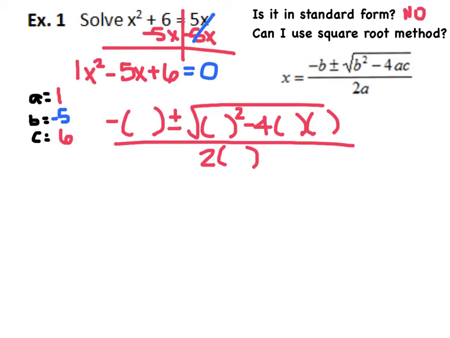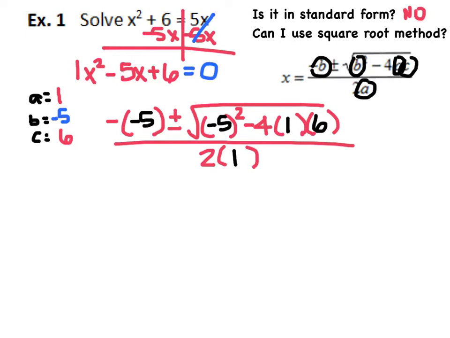I know in the first parentheses goes the letter b, which in this case is a negative 5. I know in the second parentheses goes again the letter b, which is negative 5. In my third parentheses, it's the letter a, which is the number 1. In the fourth parentheses, it's the letter c, which is the number 6. And down at the bottom, my last parentheses is again the letter a, which is the number 1. Now this is where I do basic math. If you have a calculator, this is really super easy.